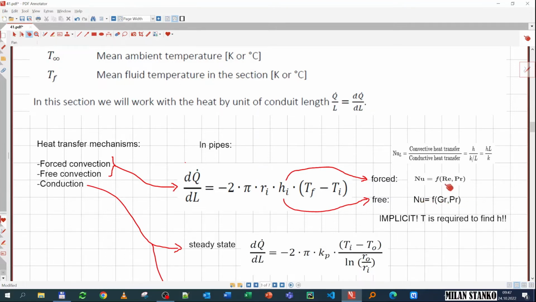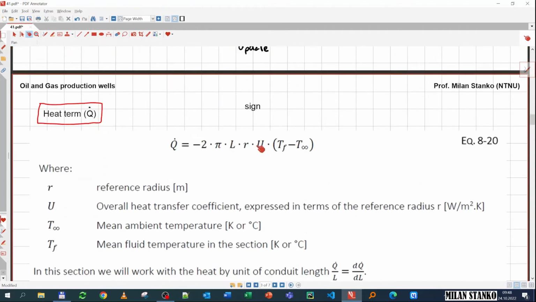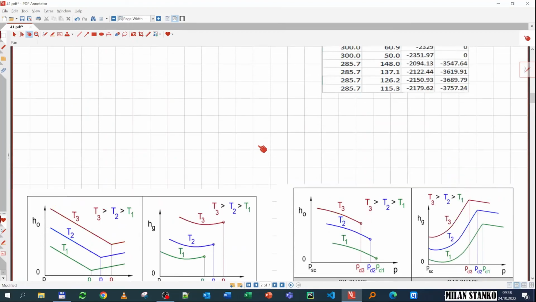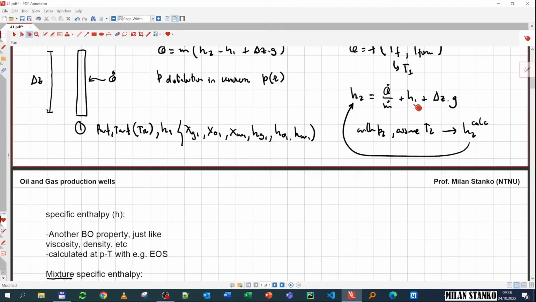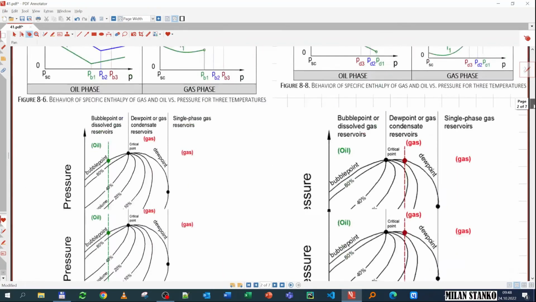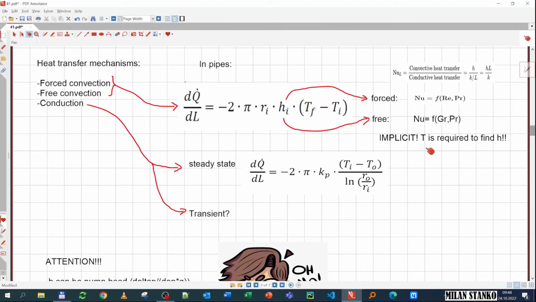But keep in mind, to calculate this Reynolds number, I need velocities, densities, and viscosities, so I need some fluid properties. And for that, I typically need the temperature first, and also the velocities. I have to know how much I have of each phase, and that comes from the temperature. So sometimes it can be a bit of an implicit process, because I need this to calculate the H, then I need this H to calculate the U, and then I need the U to calculate the temperature. And after I have the temperature, I have to verify that it was a good assumption. So the process can be a bit implicit.